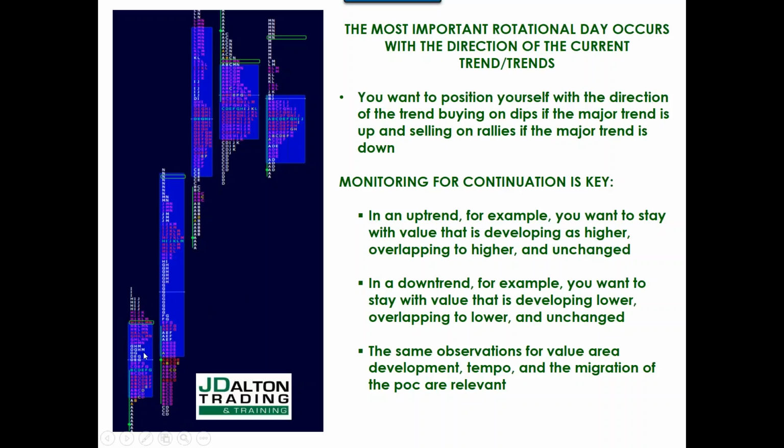When you're trading in a trend, monitoring for continuation is key. In an uptrend, for example, you want to stay with value that is developing as higher, overlapping to higher, and unchanged. In a downtrend, for example, you want to stay with value that is developing lower, overlapping lower, and unchanged. Same observation for value area development. Tempo and the migration of the POC that we talked about earlier are relevant.